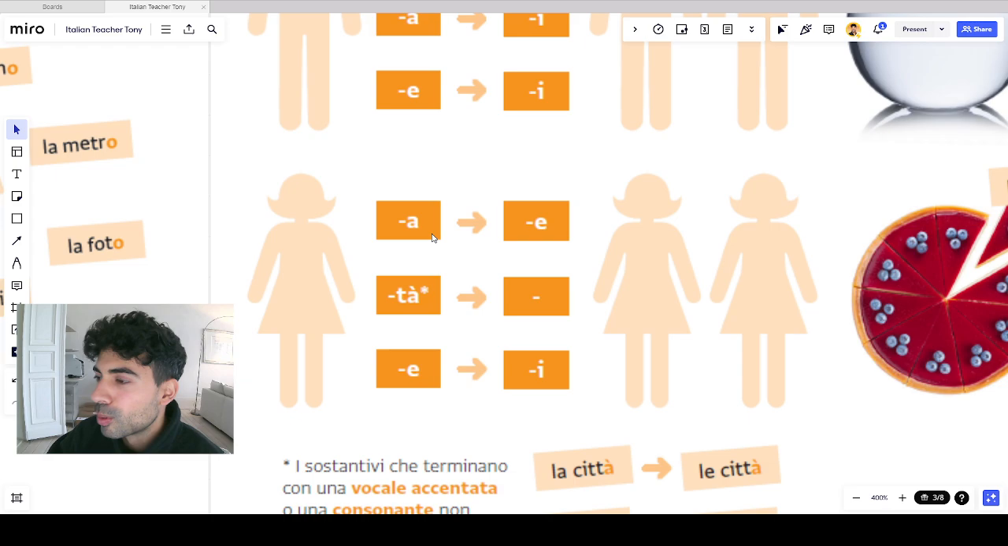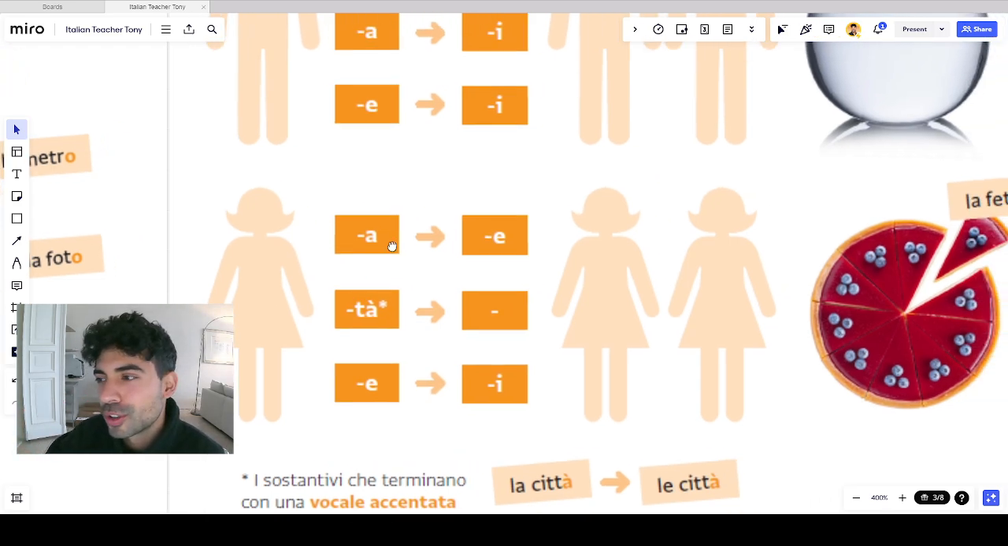The feminine plural is a bit more complex, but also not that much, because 99% of feminine plural words will be ending with e, because most of the feminine words will have an a at the end.